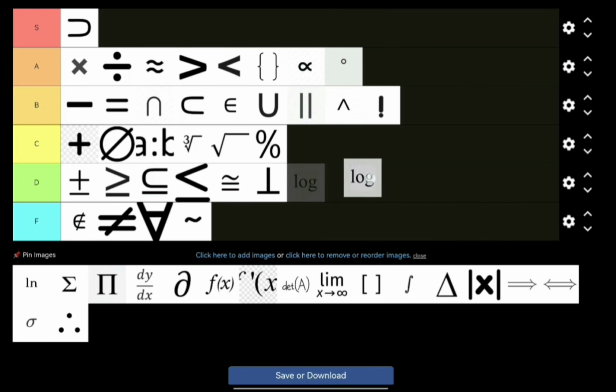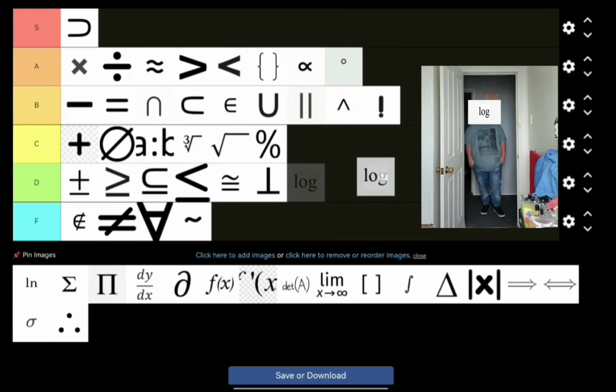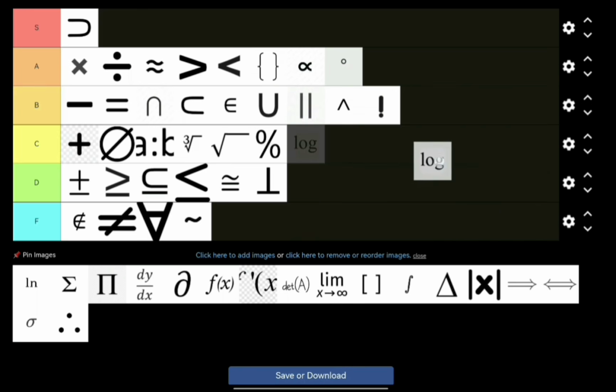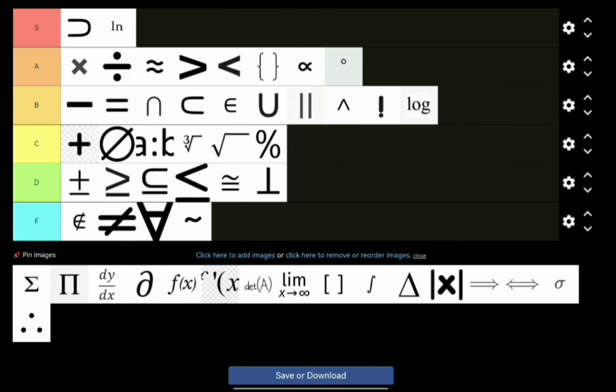Log, she's kind of horizontally challenged, but I'll say B tier, I guess. Natural log, this is S tier because her body is natural. You know what? This is so good.